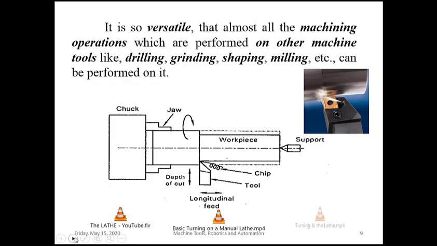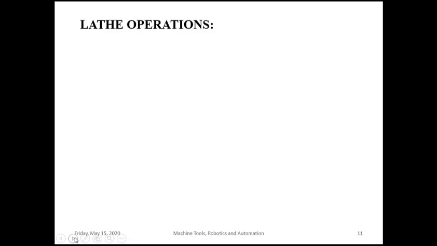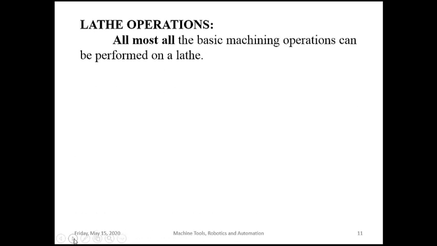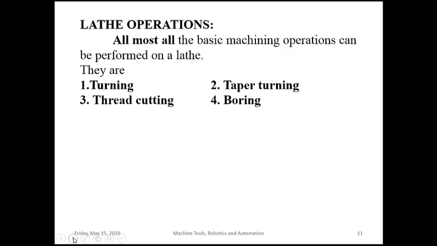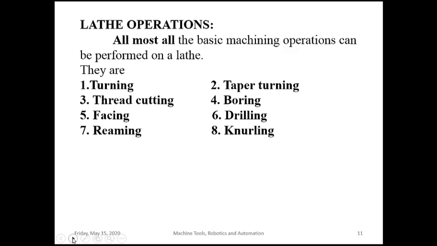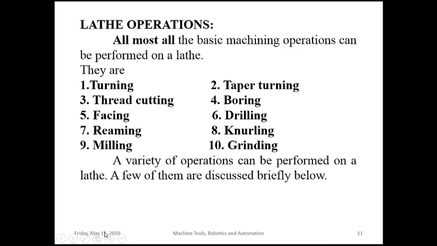Then, once we finish this basic principle, next let us move to the lathe operations, which are the different operations we have. You can see that almost all the basic machining operations can be performed on lathe. Already I told this thing. All the basic operations can be performed on this lathe machine, like turning operations, taper turning operation, thread cutting operation, boring operation, facing, drilling operation, reaming operation, knurling operation, and milling and also grinding can be done with the help of this lathe.